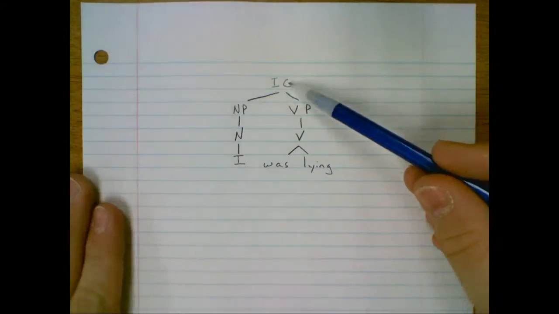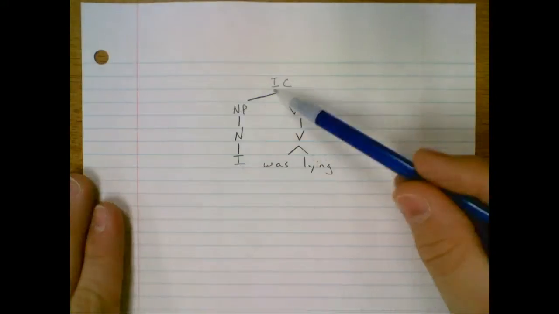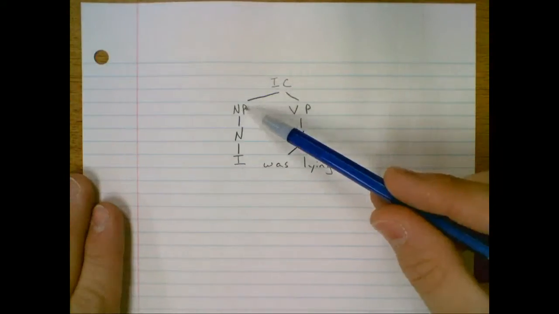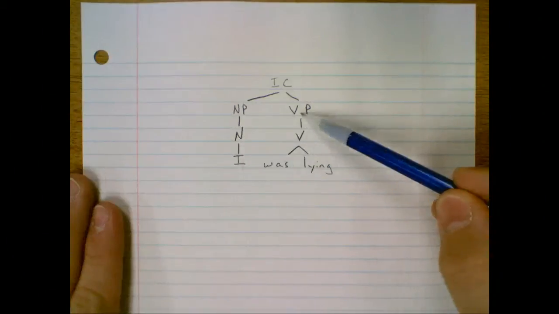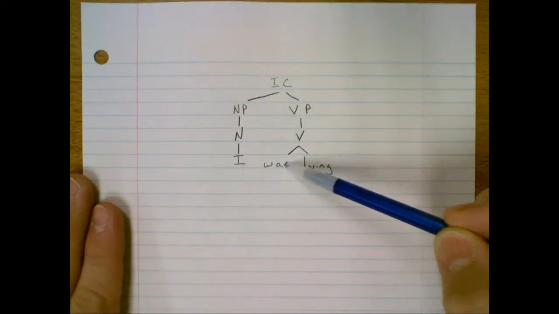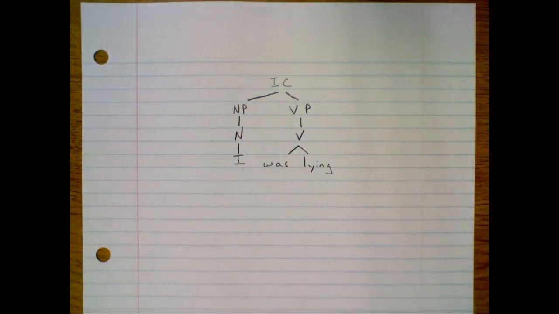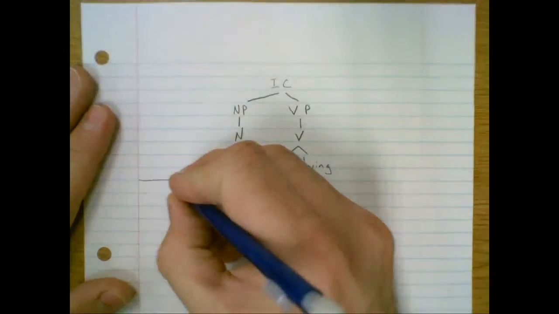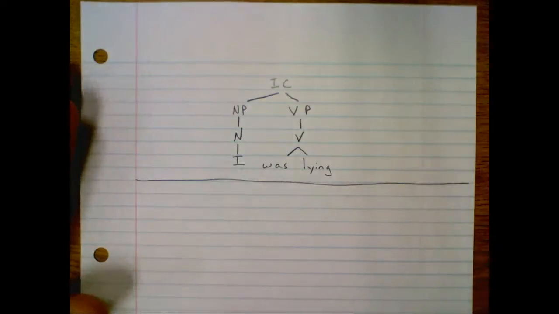Beginning with the top level, this is an independent clause. This independent clause has just one noun phrase and just one verb phrase. Our noun phrase is made up of just one noun, and that noun is I. Our verb phrase is made up of just one verb, and that verb is was lying. Okay. Let's try another one from that sample sentence. Just draw a line to keep our trees separate.